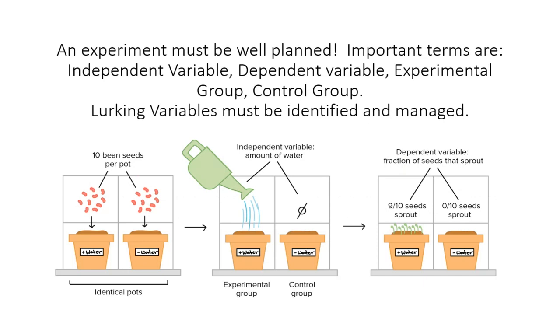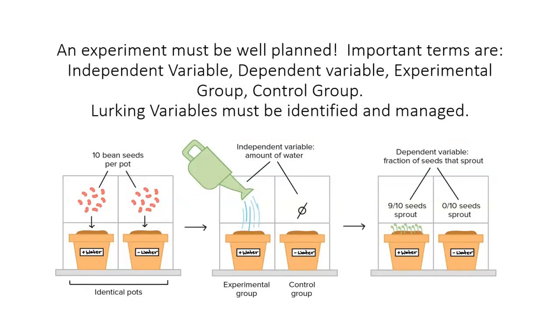Now, this is just a very simple diagram. The whole purpose here is just to point out a couple factors that are implicit in every experiment. An experiment must be well planned. I also teach the stats on the credit side of things, and so this is really right up my alley. But there's a couple of things that you need to be aware of: independent variable and dependent variable.